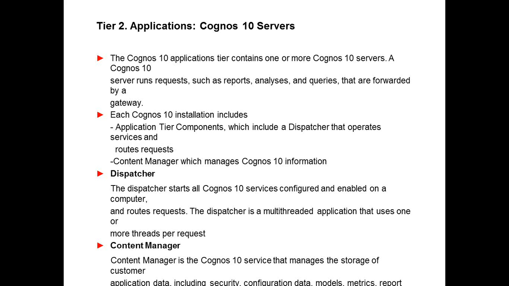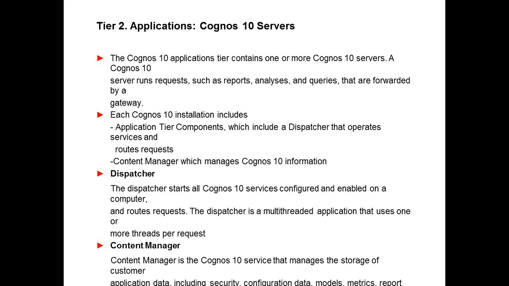It is a multi-threaded application that uses one or more threads per request. In case one request is taking a long time or it hangs, it will move to some other request, because it's load balancing. You know how load balancing works, right? If on this route the request is taking a lot of time and another request is coming, the dispatcher diverts it through some other route.